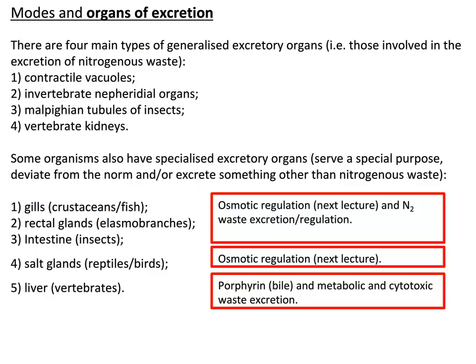And as I said, we do have other specialized excretory organs, but they tend to excrete something other than nitrogenous waste, so they are doing other waste metabolites. So we've got gills. So gills, when we look in fish, do osmotic regulation as well as nitrogenous waste excretion. Rectal glands in elasmobranchs, okay, and in the intestine in insects. So they all do other waste as well as nitrogenous waste. Then we look at reptiles and birds, and they've got salt glands, and that's to do with osmotic regulation. And then if you think about us with our liver, okay, our liver produces bile and gets rid of metabolic and cytotoxic waste and excretion. Now remember, porphyrin of bile is just the breakdown of red blood cells, and that's what gives our poo its nice brown colour.